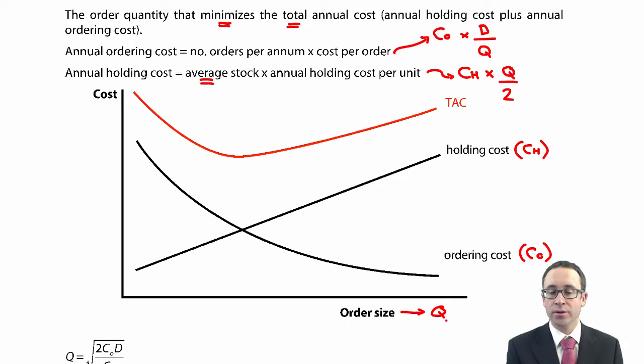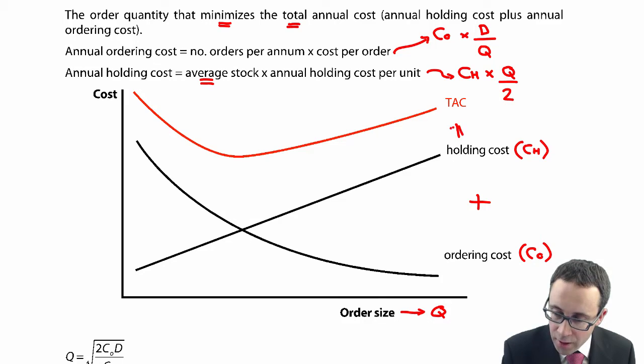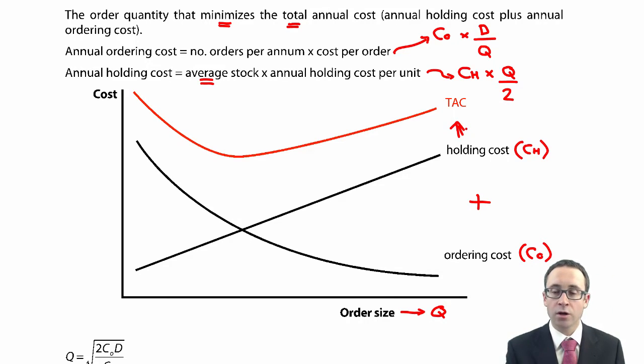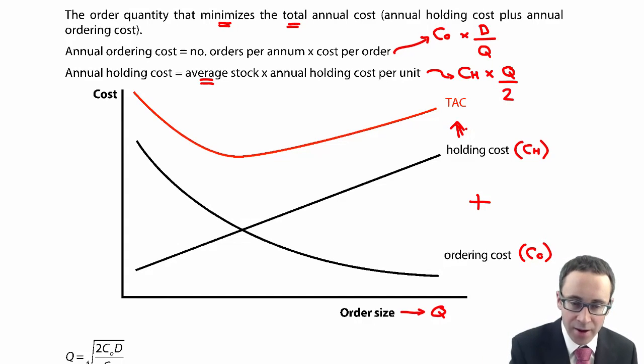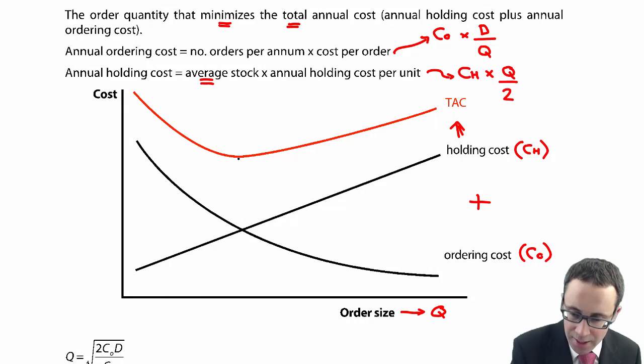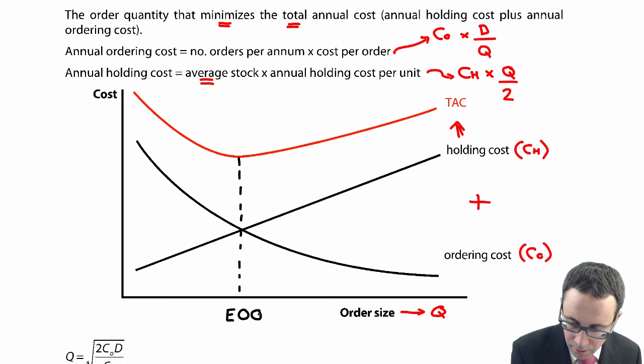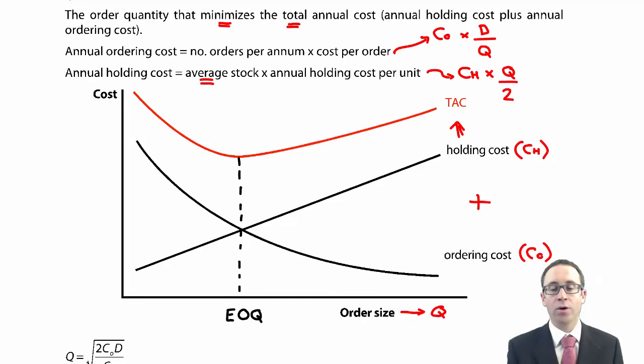Now what we can do is add those two costs together, the holding cost and the ordering cost, and that will give you your total annual cost, ignoring any purchase cost and any bulk discounts. And what we get, hopefully you can see, is a minimum cost, and that minimum cost is the economic order quantity.